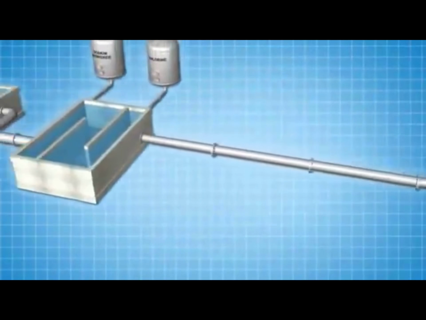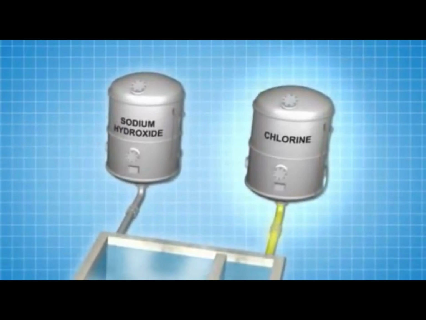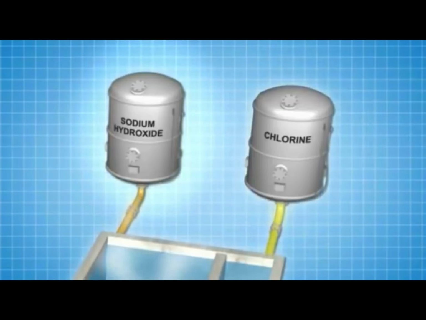The filtered water flows into the chlorine contact chamber for a second round of disinfection. We add chlorine to kill viruses and bacteria such as E. coli that might be in the water. Chlorine is the most widely used drinking water disinfectant in North America and has been used for more than 100 years. We then add sodium hydroxide to bring back the pH of the water close to the original level.